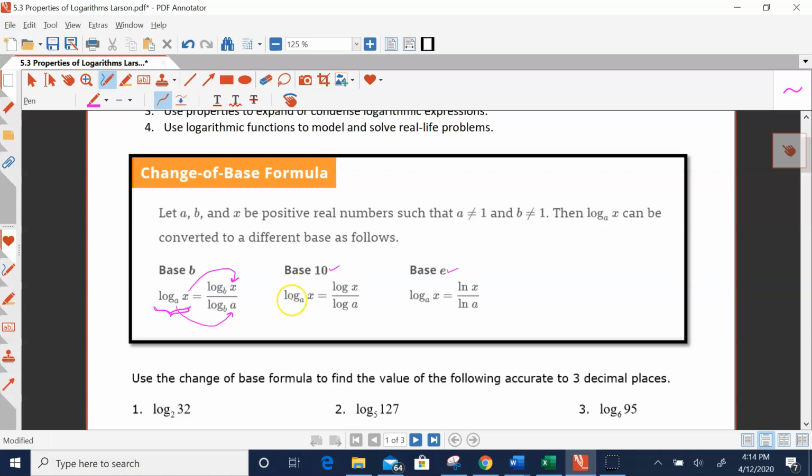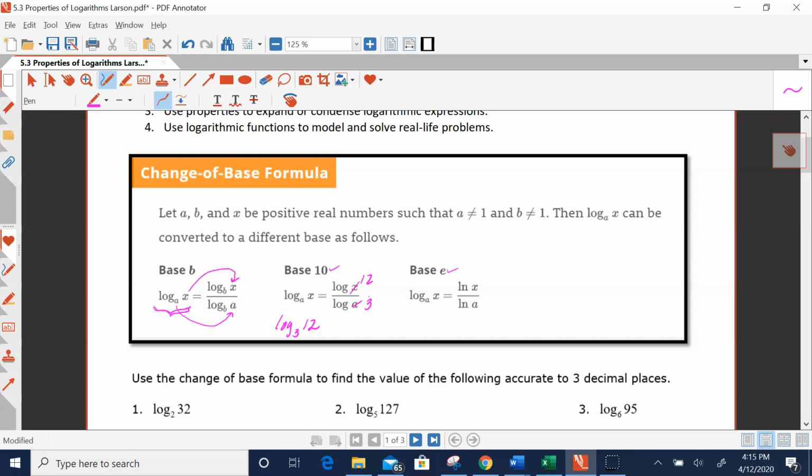So if I had log base 3 of, let's say, 12, my calculator won't do log base 3. But if I change it to base 10 by taking log base 10 of the x, which part is the x part? Well, it's the 12, divided by log base 10 of the a part, and the a part is 3, that will accurately find log base 3 of 12.